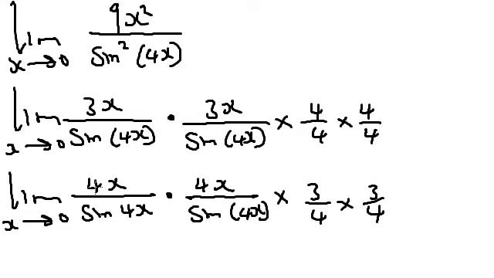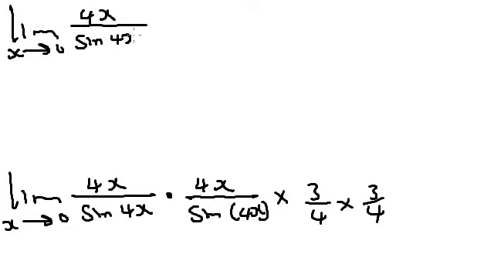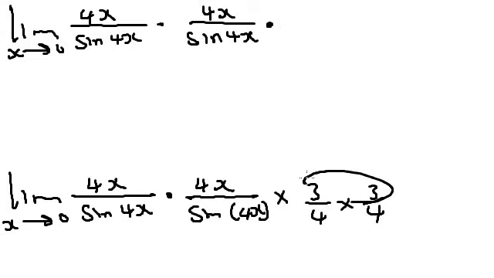So now we know that, okay, let me put the limit first. I don't want to skip any step so you won't get lost. So let's move on. So we have the limit as x approaches 0 of 4x over sine 4x multiplied by 4x over sine 4x, then multiplied by 3 times 3, that's 9, and the denominator is 16, as the product is also 16.